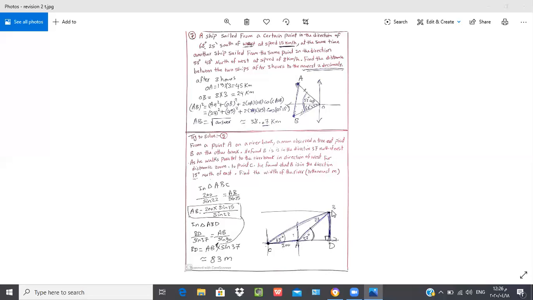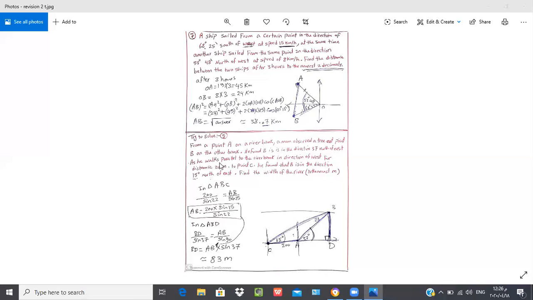this tree on the other river bank, okay, with an angle of elevation, angle 37 in the direction of east of north. 37 north of east, north of east. We said before, the angle is with the last word. So 37 will be with the east.